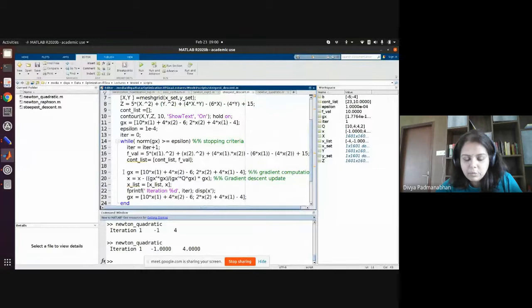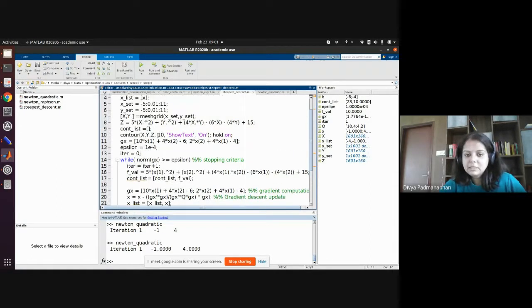The gradient computation was this, and this is the gradient descent update. Gx is the gradient, and this is what we just found out. We computed this and multiply it with the negative of the gradient. So at every step, x is x minus this. My stopping criteria is, as long as the norm of the gradient is greater than or equal to epsilon, I keep doing this. Once it is below epsilon, which is a very small value, I'm going to terminate.